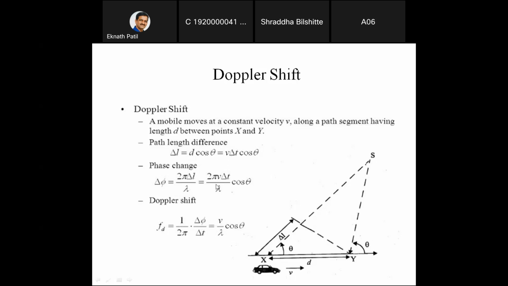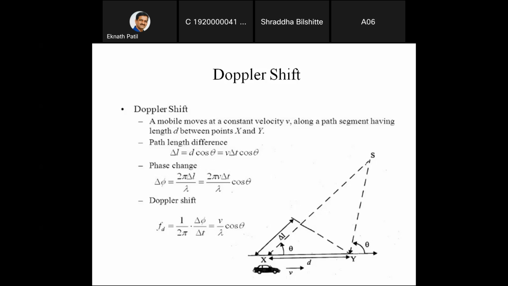This is the path difference. When we multiply the path difference by 2 pi by lambda, we get the phase change. So this is the phase change, that is, 2 pi v delta t divided by lambda into cos theta. So the Doppler shift fd is equal to 1 by 2 pi delta phi divided by delta t. Delta t gets cancelled, and that's why v by lambda cos theta is there. v by lambda cos theta is nothing but the Doppler shift.